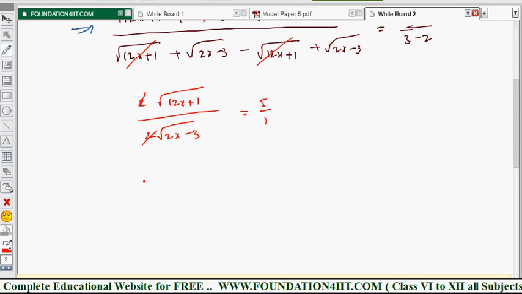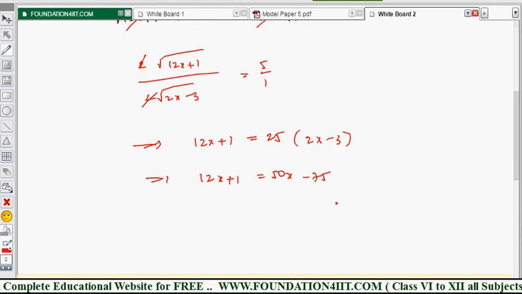Apply squaring on both sides, then it becomes 12x plus 1. Apply square on both sides, then 5 by 1 becomes 5 square by 1 square, so 5 square is 25 into 2x minus 3. Just squaring on both sides, then 12x plus 1 is equal to 50x minus 25, 3 is 75.